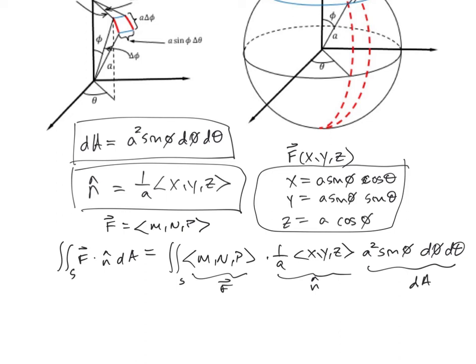Phi goes from 0 to pi over 2. Theta would go now from 0 to still 2 pi, right? What if I took the top half of the sphere and I threw away half of it? What would change for phi? Anything? No, still 0 to pi by 2. What about theta? 0 to pi, or minus pi by 2 to pi by 2, right?